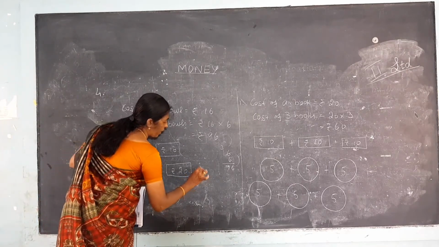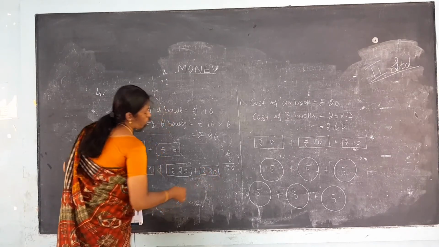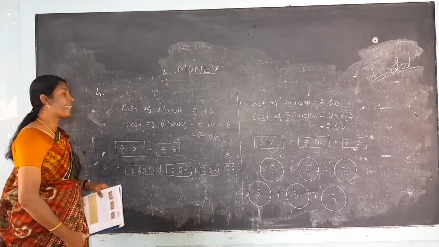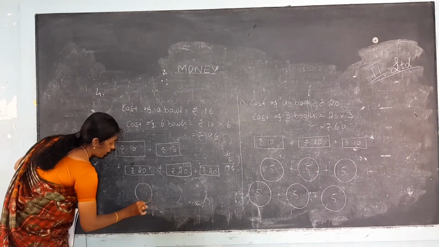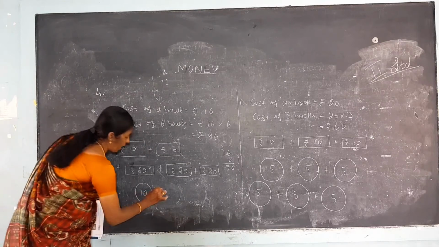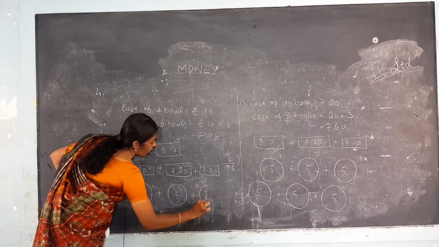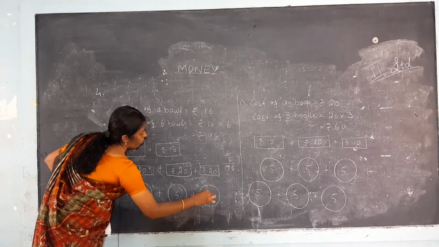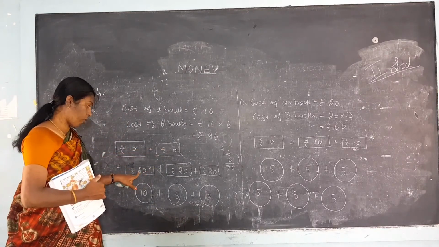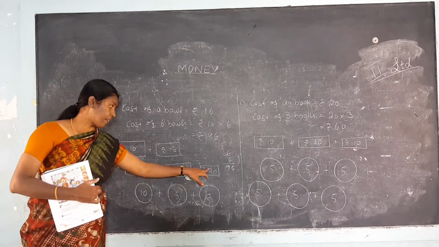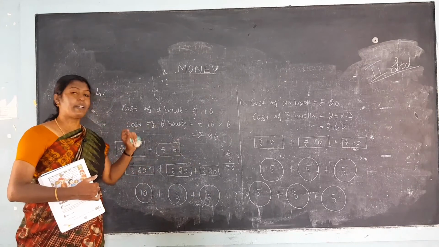Next again you take a 20 rupee note. 60 plus 20 is 80, and we need only 16 rupees. So just you take a 10 rupee coin, a 5 rupee coin and a 1 rupee coin. Just add it here: 10 plus 10, 20, 40, 60, 80, 90, 90 plus 5, 95, 95 plus 1, 96.